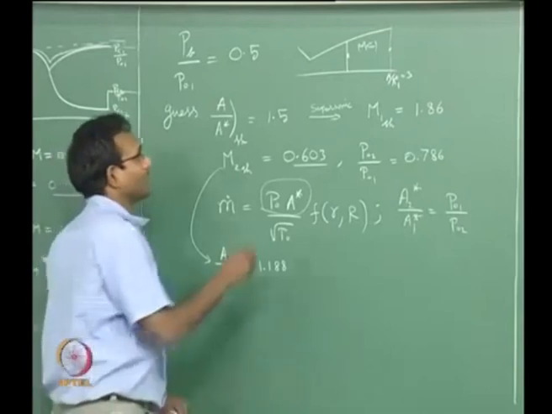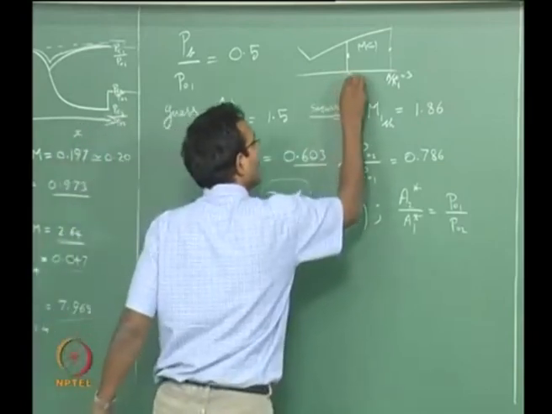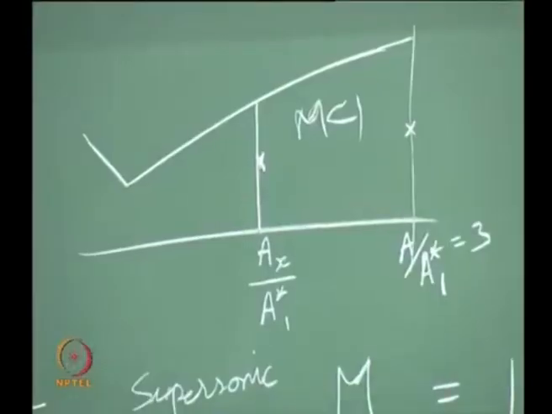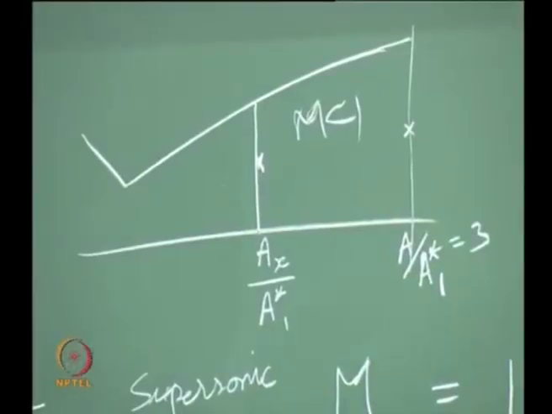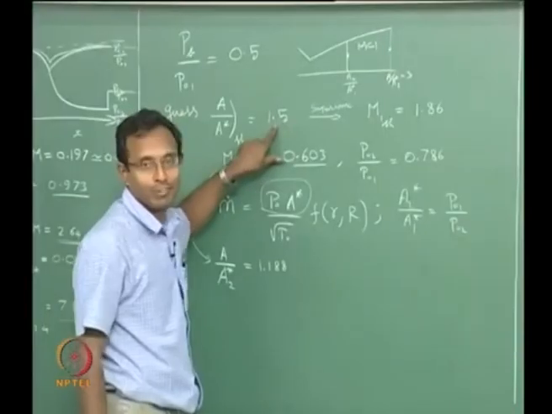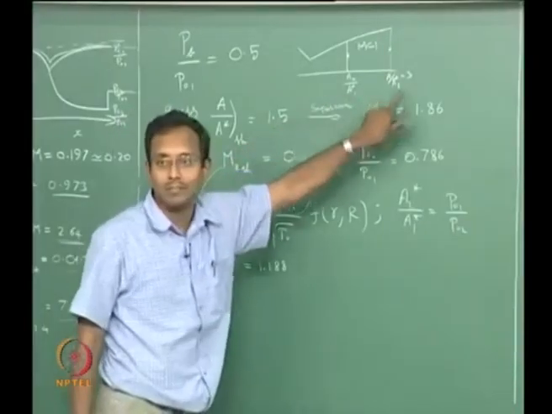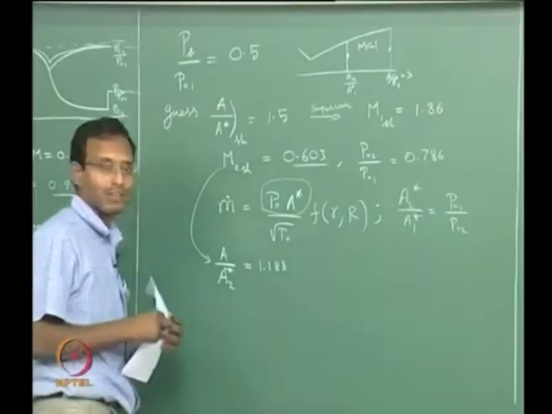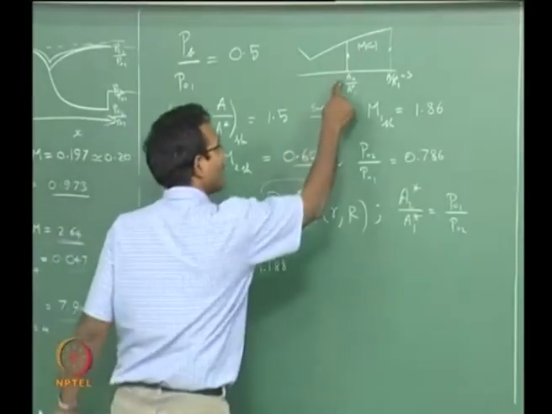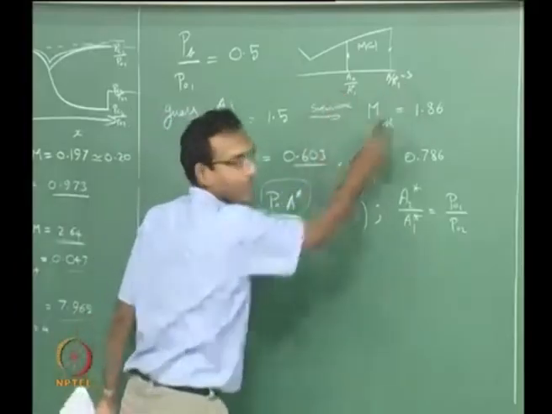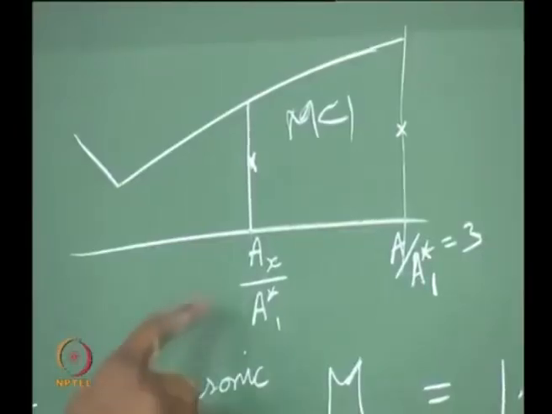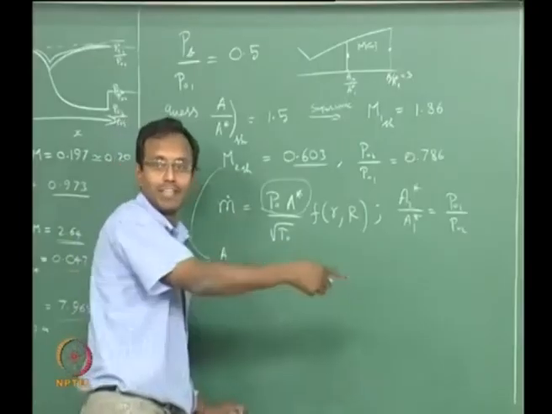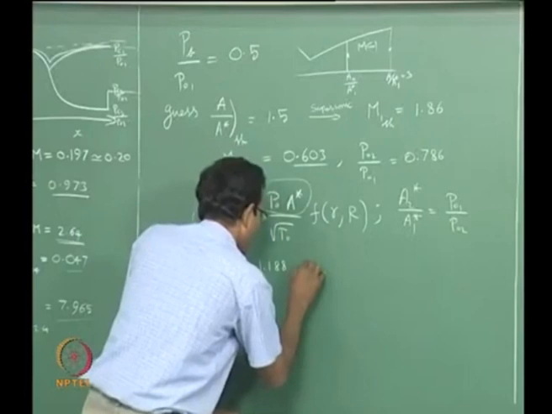What I actually have to do is find A exit by A star 1, I know, because this is what I guessed. I guessed it to be 1.5 and I am going to 3 from there. Similarly I have to work through the numbers. How will I find that? If this is 1.5, that will be 3. If this is some other value, I have to work through that again. So what will that number be?